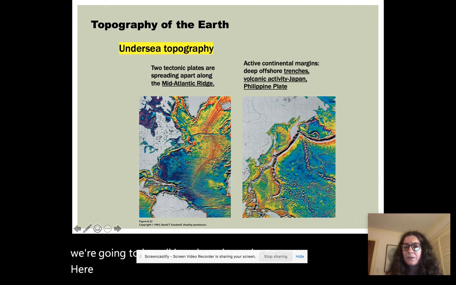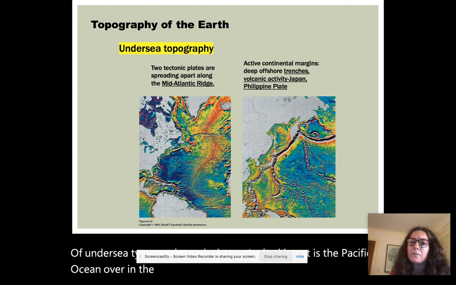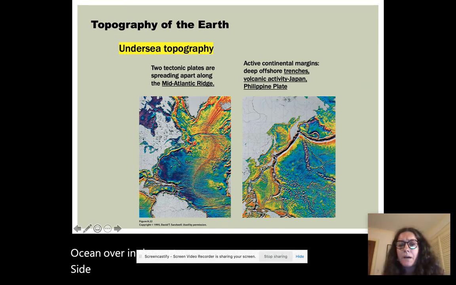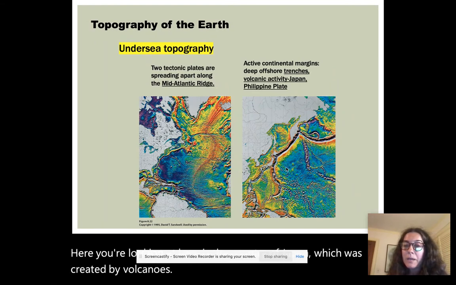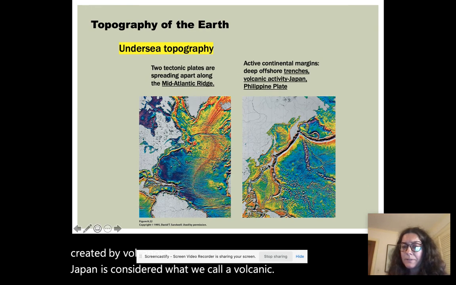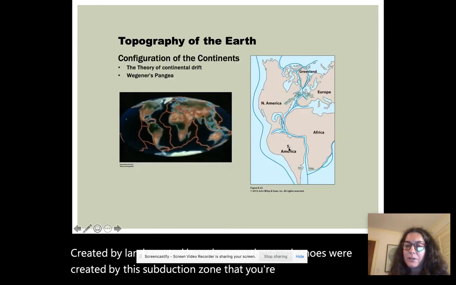Here we have another image of undersea topography, and what we're looking at is the eastern side of the Pacific Ocean. Here is the country of Japan, which was created by volcanoes. Japan is considered what we call a volcanic arc, created by volcanoes. Those volcanoes were created by this subduction zone that you're noticing here. And we're going to talk about that in just a minute.